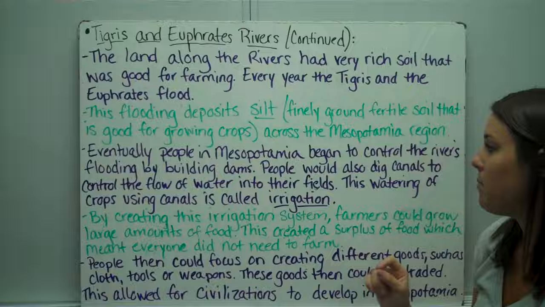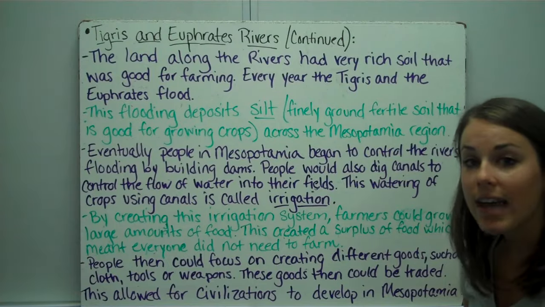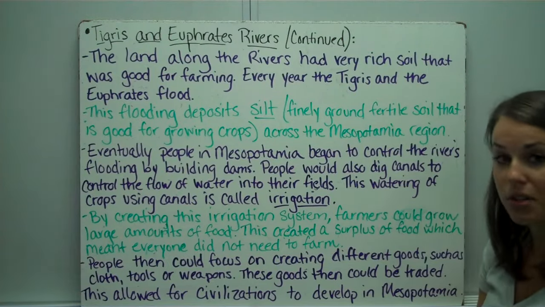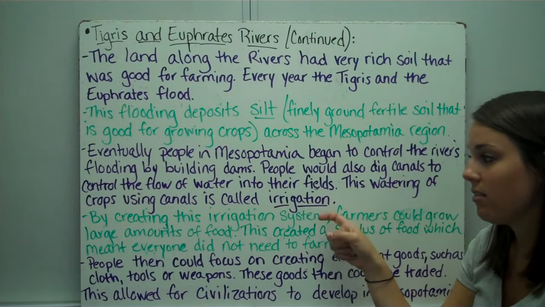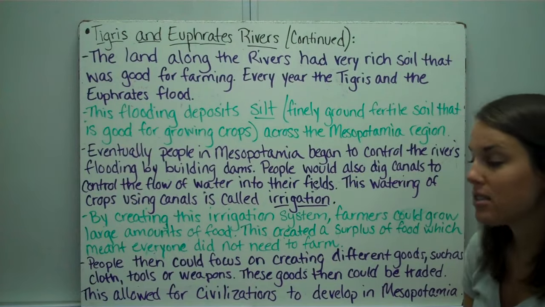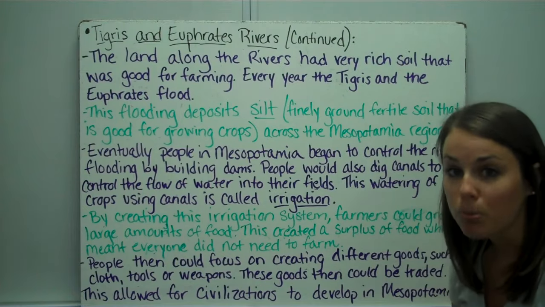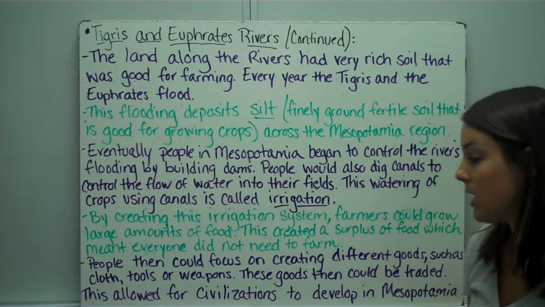Eventually, people in Mesopotamia began to control the river's flooding by building dams. People would also dig canals to control the flow of water into their fields. This watering of crops using canals is called irrigation. By creating this irrigation system, farmers could grow large amounts of food. This created a surplus of food, meaning people in Mesopotamia had more than enough food that they needed.